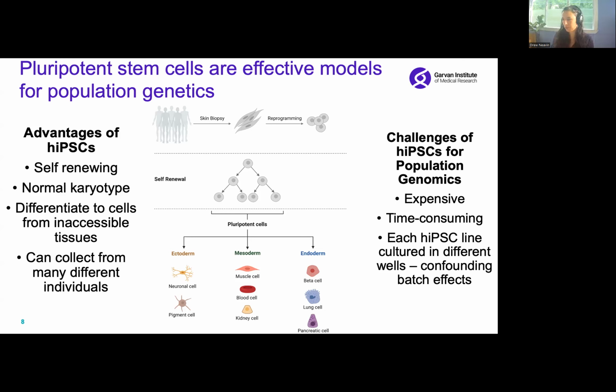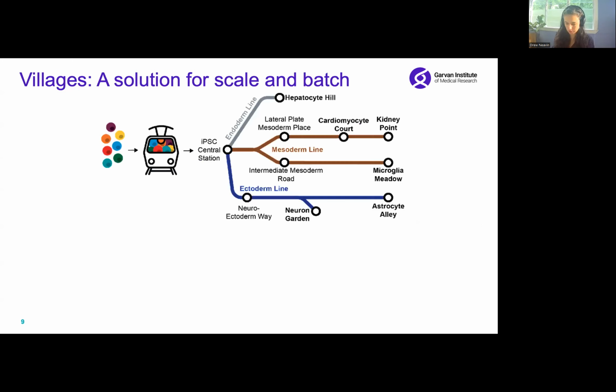With that, we wanted to try and resolve some of these issues. We and others have applied village models. These models take cell lines from different individuals and pool them together before doing any differentiation. So in one dish, you have maybe 10, maybe 50, maybe 100 different cell lines all pooled together. Then they go through this differentiation trajectory down whichever lineage you're interested in to get to a cell type of interest, but doing that all together. So we resolve some of the batch effects that we're seeing.